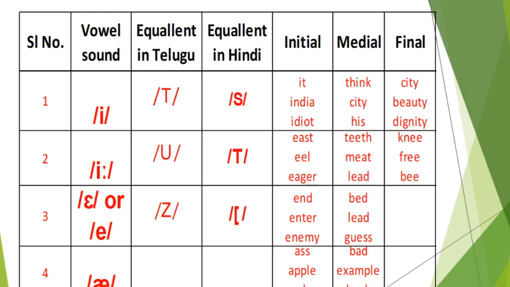Now in this slide you see it's very clear what is the symbol of the vowel and then what is its equivalent in Telugu and in Hindi. Okay, but this is not supporting. And then whether it happens initially, medially, or finally. Initially, medially, or finally.